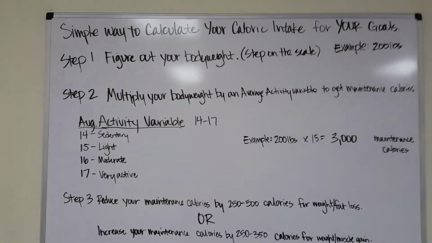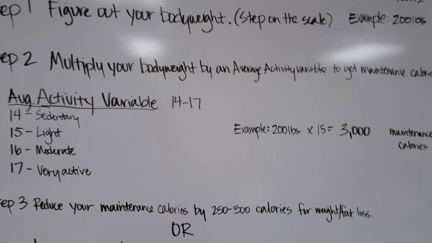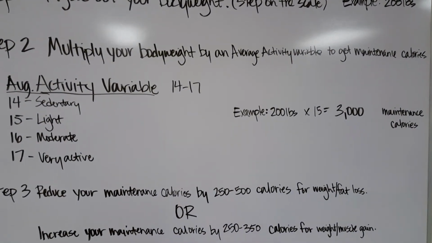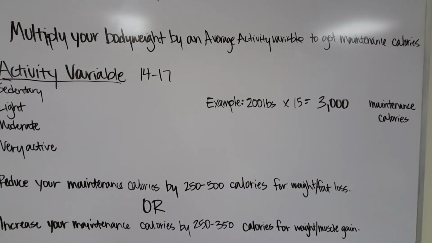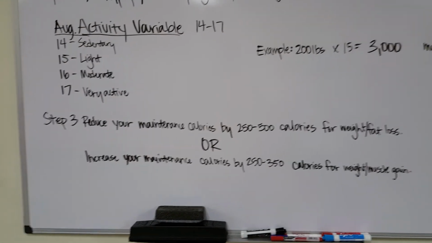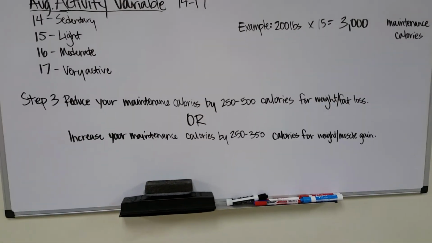So, to reiterate, step number 1, figure out your body weight. Step 2, take that number and multiply it by your average activity variable. Number 3, reduce or increase your calories to get your caloric goal.